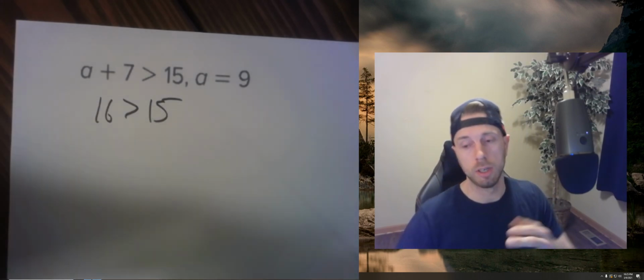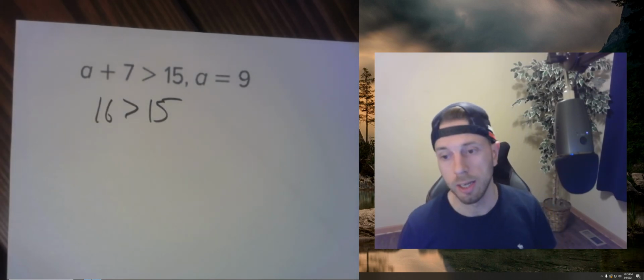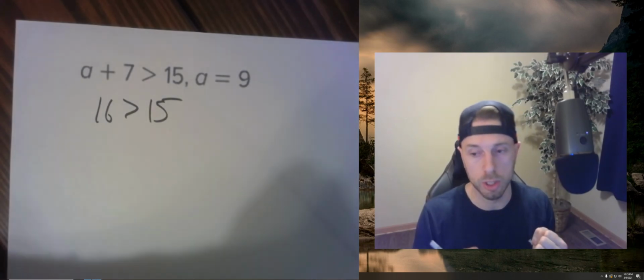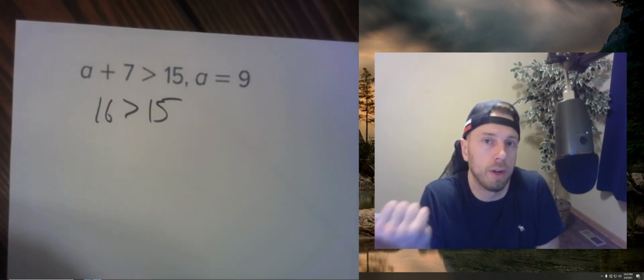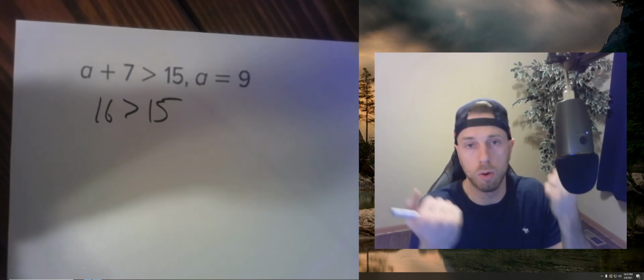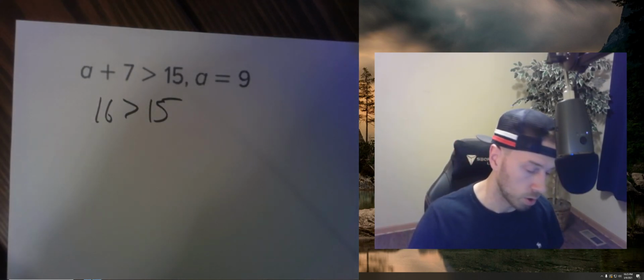Here's your introduction to inequalities, guys. They're just like equations, except instead of them being equal to each other, it's just making a statement of whether they're greater than or equal or less than or equal to.